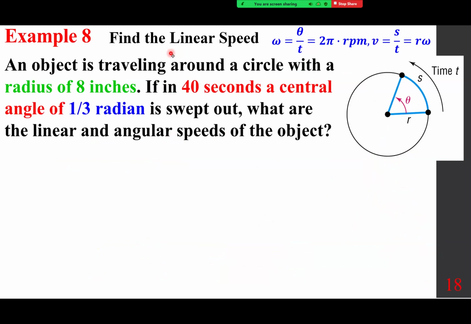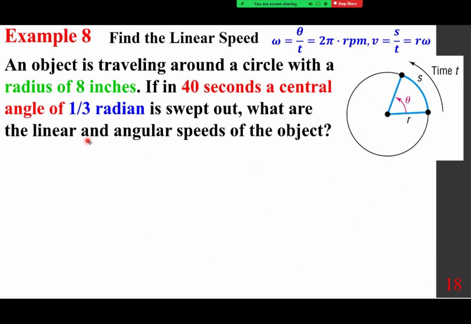We're going to continue with this, finding the linear speed. An object is traveling around a circle with a radius of 8 inches. So R must be 8. If in 40 seconds, so the time is 40 seconds, a central angle of 1/3 radian is swept out, what are the linear and angular speed of the object?